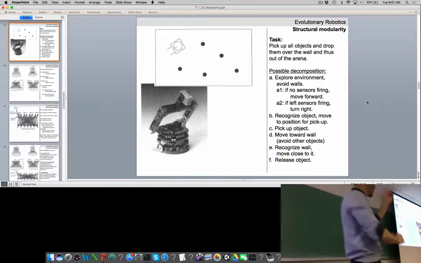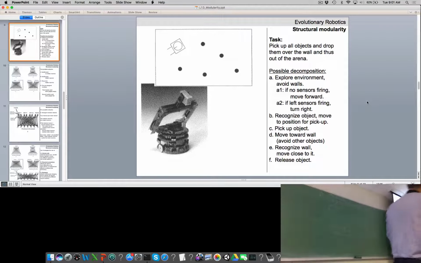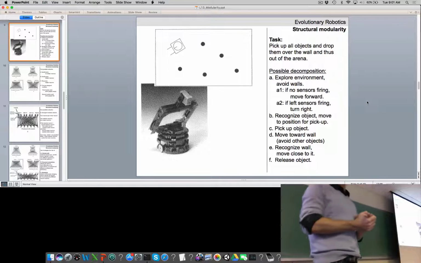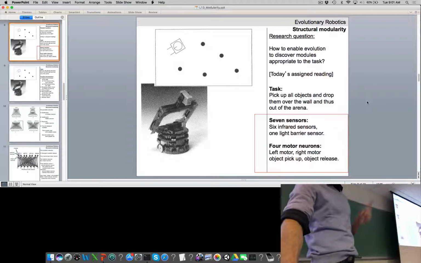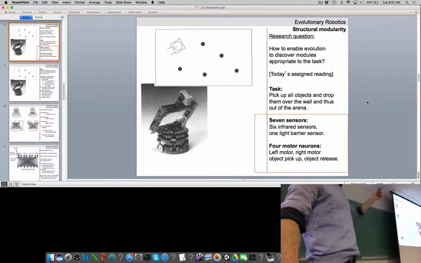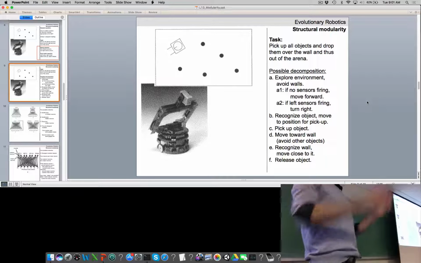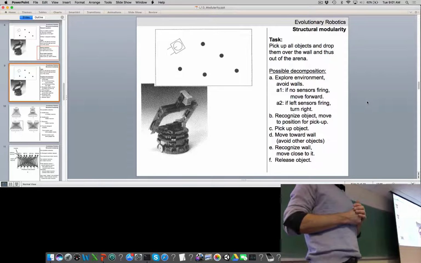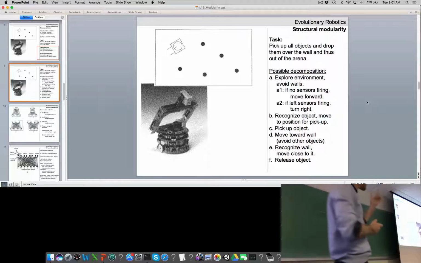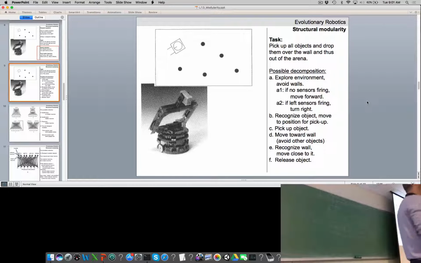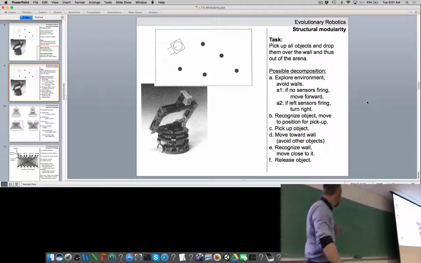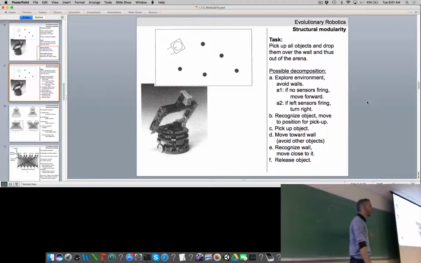Okay, so the task again, pick up all the objects and drop them over the wall and thus out of the arena. So I've told you about the robot and the task environment. So let's, for fun, try and break this down ourselves. Here's one possible way you might start to decompose this problem. We could then go on to the next step, which is to create little neural modules that carry out each of these A, B, C, D, E, F, G, these 6 subtasks.